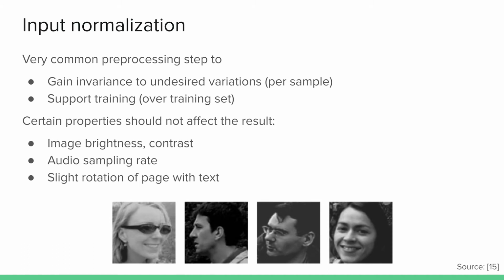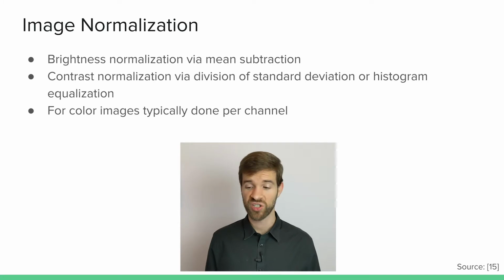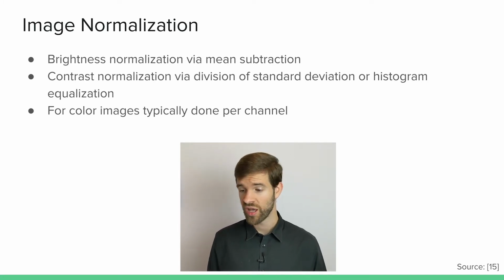So here you see an example of people who are not normalized, and once we normalize our input for the brightness and the contrast, they all look, at least to me, much more homogeneous. Image normalization, let's talk about how you can actually implement what I've just shown you.